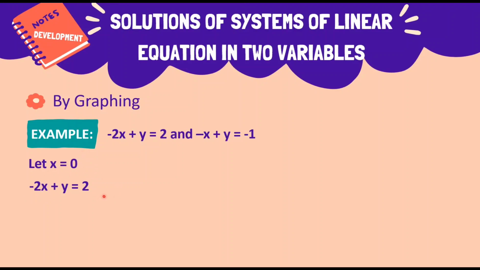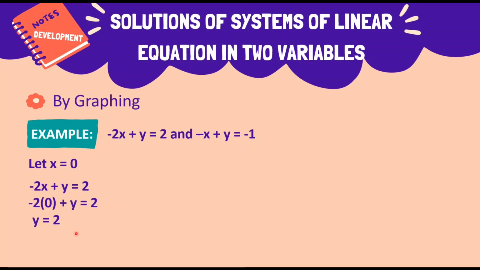So let us substitute. As you can see, it is already substituted to our variable x. So it becomes negative 2 times 0 plus y is equal to 2. Now, let us simplify. Negative 2 times 0, correct. So it becomes 0 plus y is equal to 2, and that is equivalent to y is equal to 2.